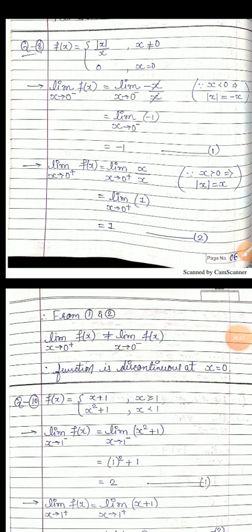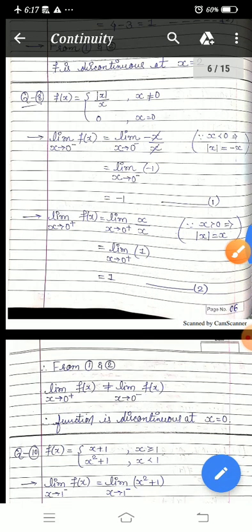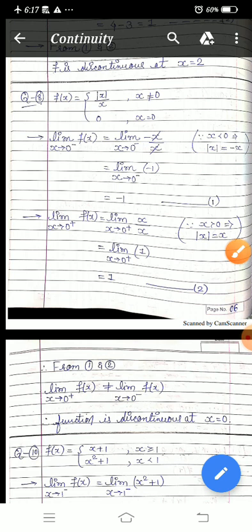Now our next question is question number 8 from the same exercise. f of x is given here, modulus of x upon x whenever x is not equals to 0, and whenever x is equals to 0, function is 0. So first of all, we are going to check for left hand side limit. Left hand side limit is given by limit x tends to c minus. Instead of c, which point is given here, that is 0, so limit x tends to 0 minus f of x.